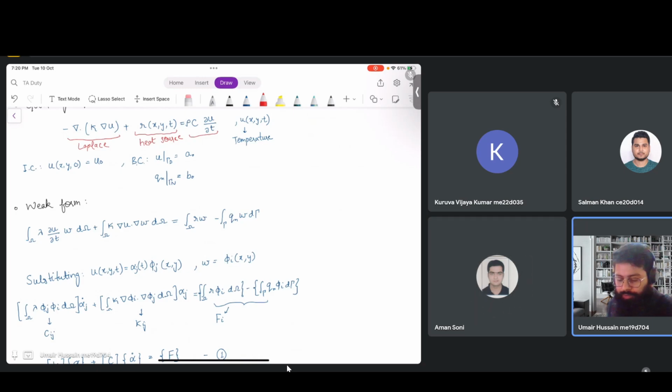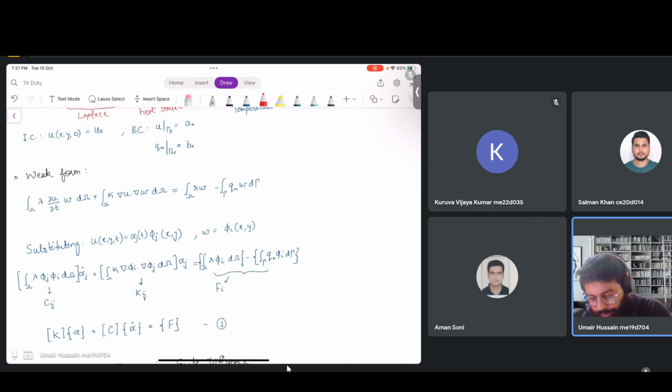We used to approximate the function as a linear combination of the approximation functions or shape functions, alpha j phi j. Phi j is a space function, dependent on the space coordinates x and y. The constants alpha j earlier were just constants, but now they have to vary with respect to time. So we separate the time dependent part and the space dependent part.